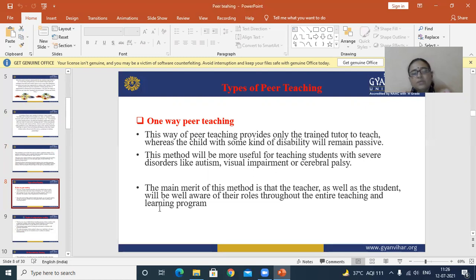The main merit of this method is that the teacher as well as the student will be well aware of their roles throughout the entire teaching and learning program.